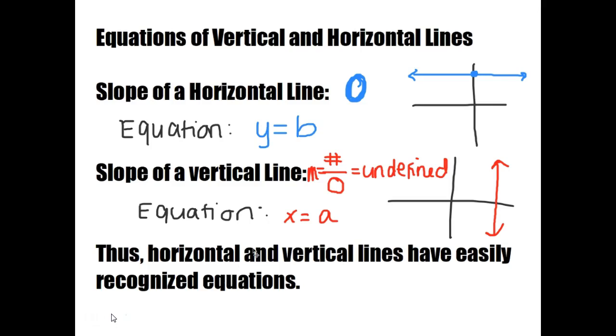Okay, the horizontal and vertical lines have easily recognized equations then because there's only how many variables? How many variables are going to be in these equations? 1.